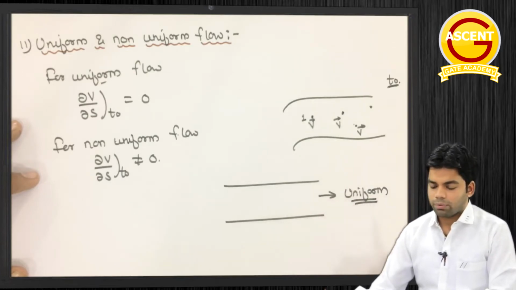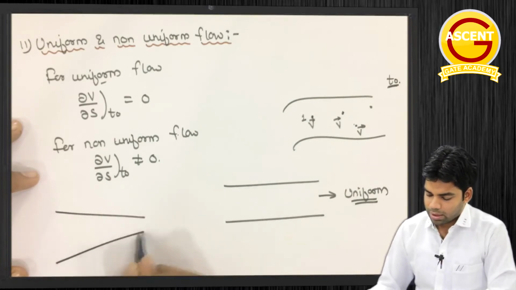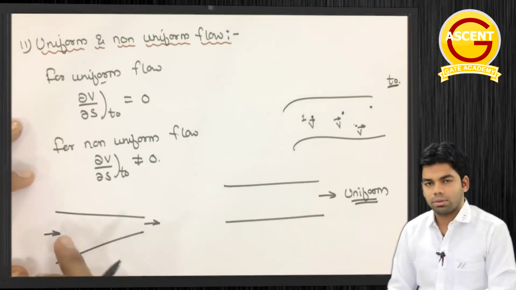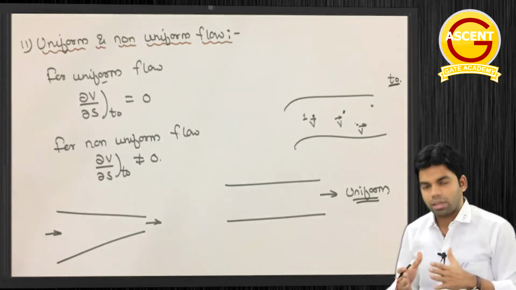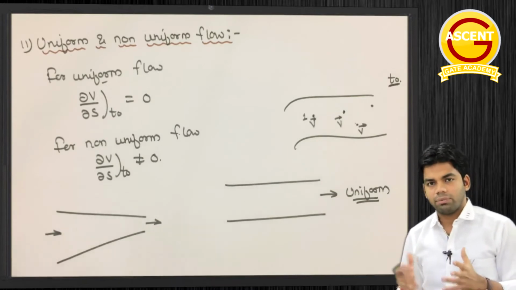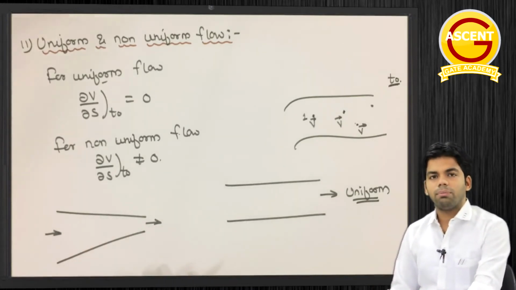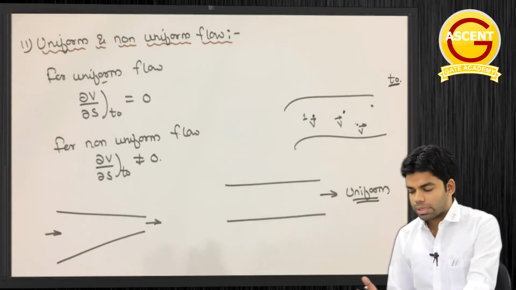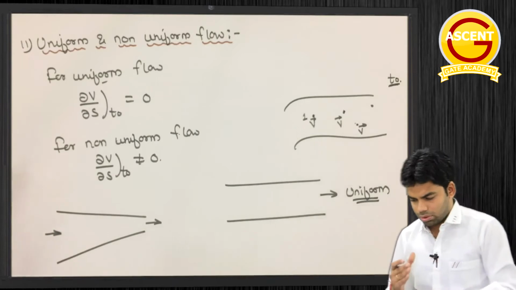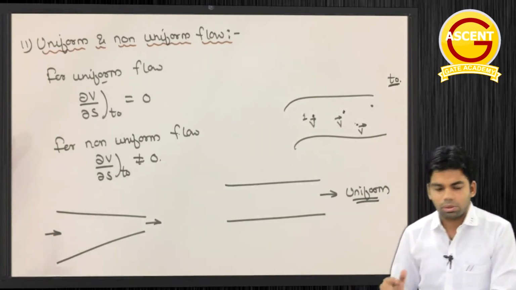Okay, and non-uniform flow. Suppose we are having a tapered pipe like this. Here, because the area of this pipe is continuously changing, the magnitude of the velocity will continuously change, so we can call this flow a non-uniform flow. In a tapered pipe the flow is non-uniform, and in a uniform area pipe we can say the flow is uniform flow.